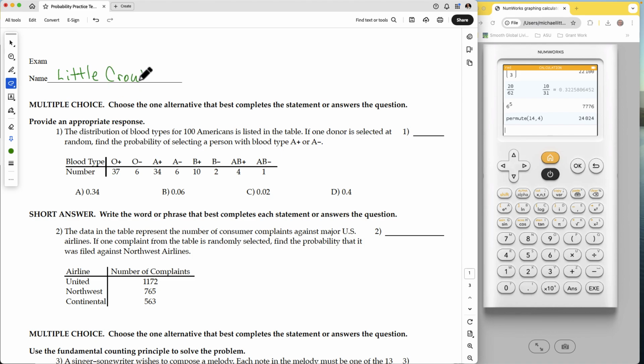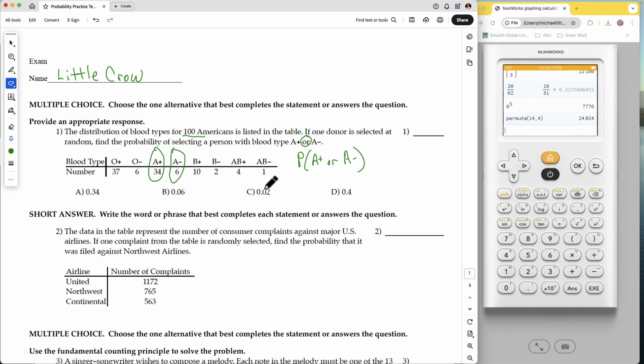Let's go ahead and take a look at question number 1. We've got the probability distribution of blood types for 100 Americans listed in the table. If one donor is selected at random, find the probability of selecting a person with blood type A plus or A minus. This is an OR probability, probability A plus or A minus. So we need to add, since or means to add, and possibly subtract if there's any overlap. However, if you're either A plus or A minus, there is no overlap.